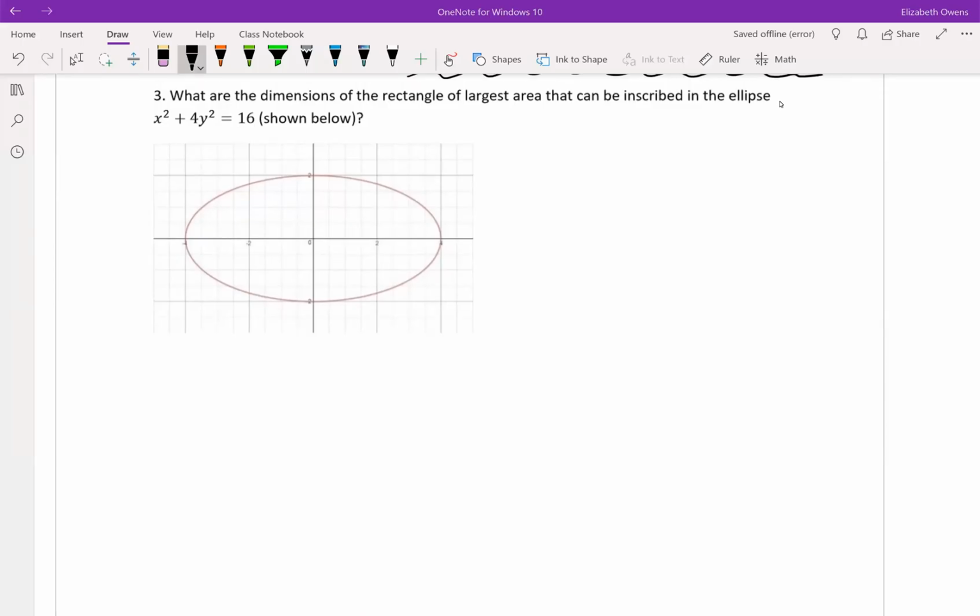Hello, this is example 3 from section 4.5 on optimization problems. And this problem is geometry related. So here we're asked, what are the dimensions of the rectangle of largest area that can be inscribed in the ellipse x squared plus 4y squared equals 16 that's shown below?